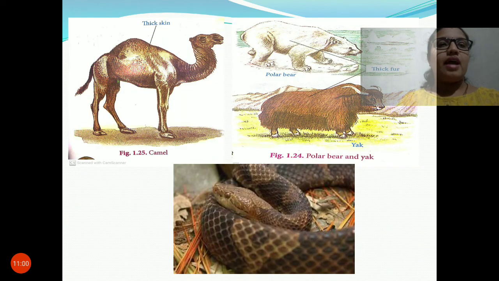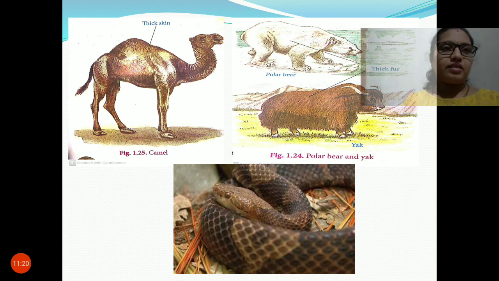Polar bear is having thick fur, correct? Since they have to live in a very cold region, they have strong, thick fur, and inside that a fat layer also is present. Both will help the animal to keep warm.